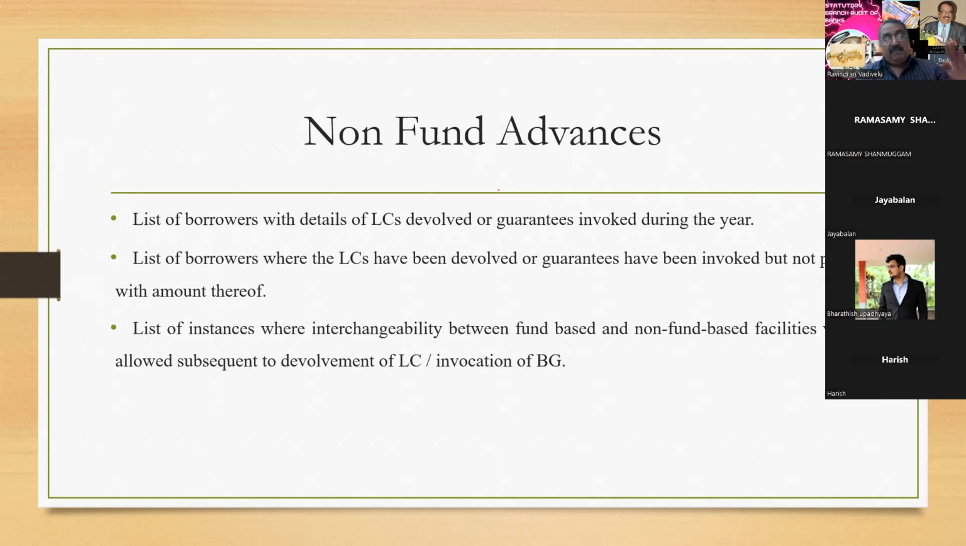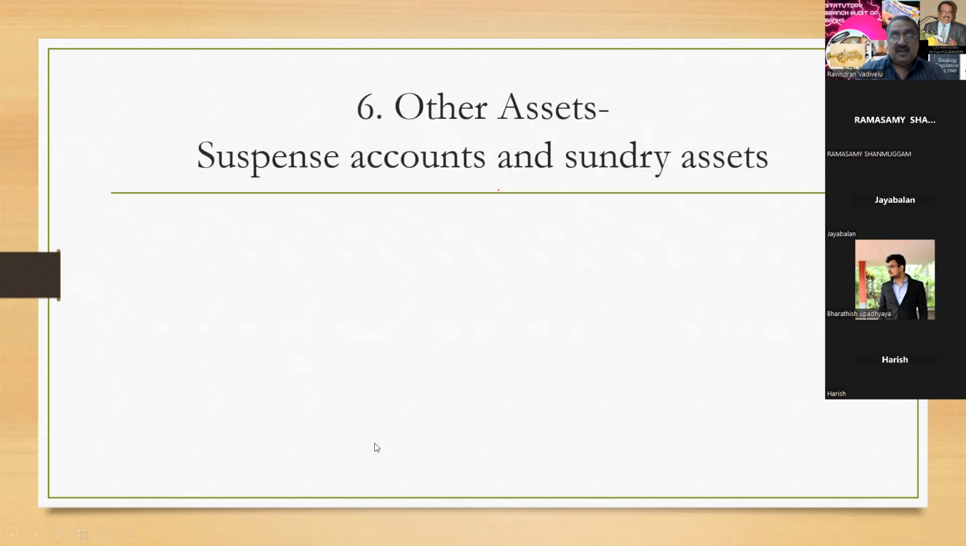And in case the guarantee has been surrendered or invoked and the payment has been done, you have to give a separate list of the customers where the non-funded advance has become funded advance. For that also you have to see. For this you have to ask for the LC register as well as the bank guarantee register. And if you have any doubt, you can ask.